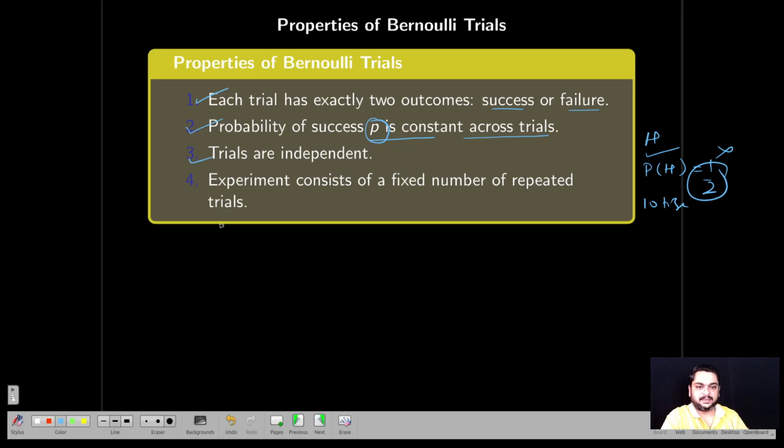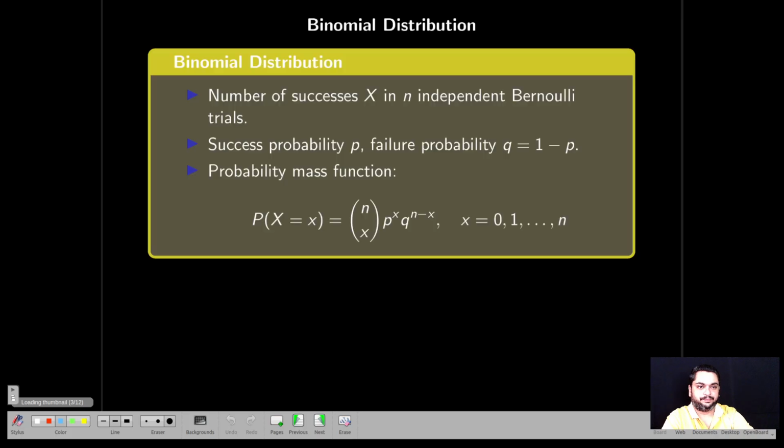And each trial is independent. The first trial is not dependent on any other trial. Similarly, any other trial is not dependent on any other trials. If tossing a coin the fourth time, the outcome doesn't depend on the fifth trial or third trial, right? That is independent. And the experiment consists of a fixed number of repeated trials. So tossing 10 times, tossing 100 times. So a fixed number of repeated Bernoulli trials.